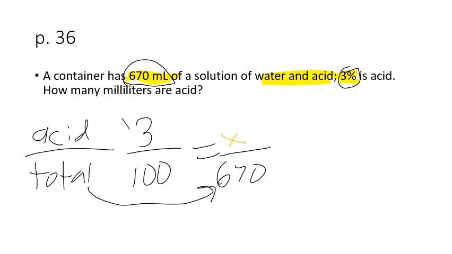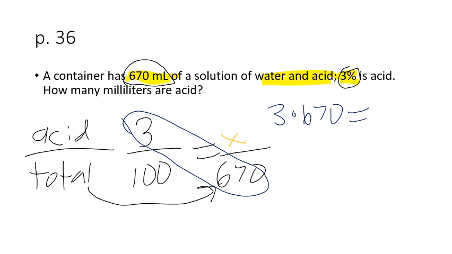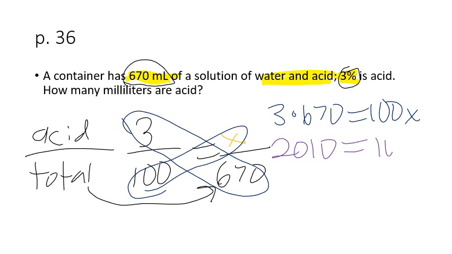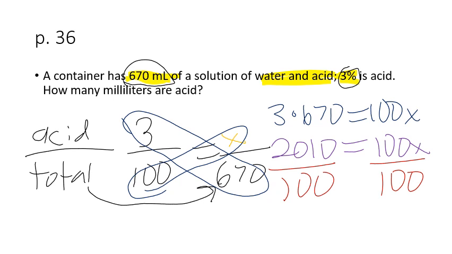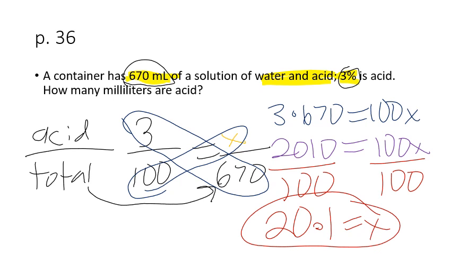So once we set up our proportion, we can cross multiply. 3 times 670. Cross multiply 100 times x. So we're just going to simplify. 3 times 670 is 2010. And that equals 100 times x, which is 100x. And our last step is to solve it by dividing by 100 on both sides. So 20.1 equals x. So our final answer is 20 1/10 milliliters of acid.